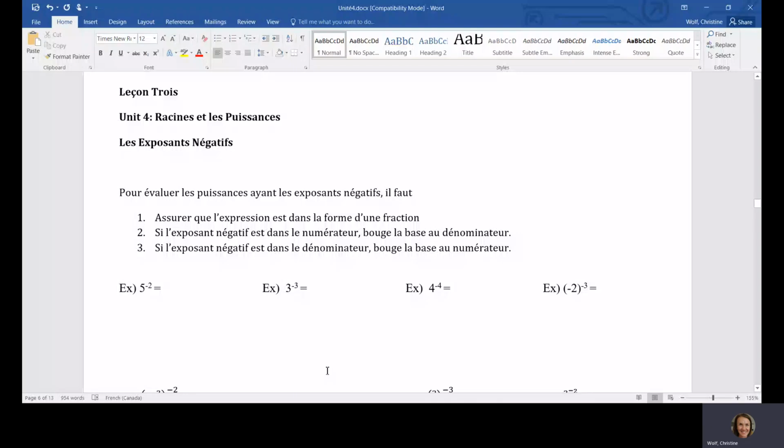OK. So, maintenant, on commence leçon 3 de unité 4. So, leçon 2 était tout ça pour les exposants qui étaient les fractions, les décimaux. Aujourd'hui, les exposants sont négatifs. OK? So, il y a 3 choses ici ou 3 étapes on a besoin de faire chaque fois.